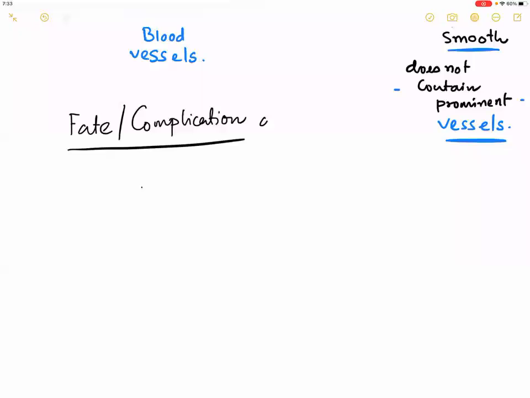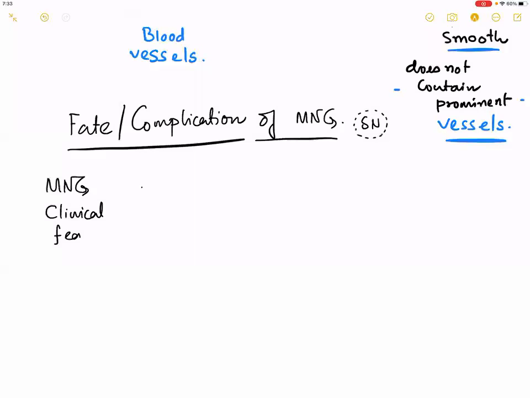So, the fate or complication of a multinodular goiter. Now, this is a very common question that is asked in short notes for 5 marks. Till now, we have made you understand what is a multinodular goiter and what is its clinical feature. I will again recap the clinical features so that you can have this written again, and then you can write about the main problems.